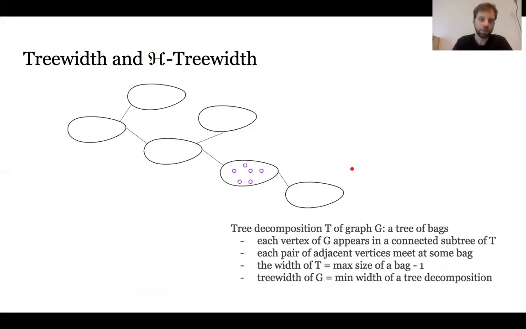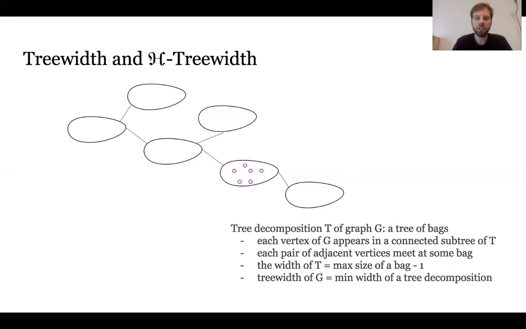So now let us recall the definition of a tree decomposition. This is a decomposition of a graph G. It is a tree of bags, and each vertex of G must appear in a connected subtree of T, and each pair of vertices adjacent in G must meet at some bag. The width of a tree decomposition is the maximal size of a bag minus 1, and the tree width of G is the minimal width of a tree decomposition.